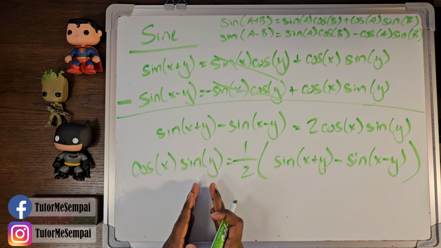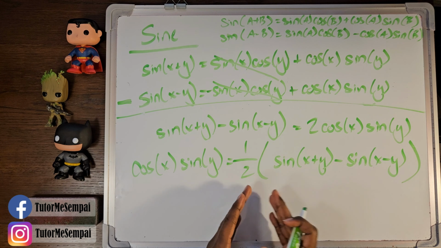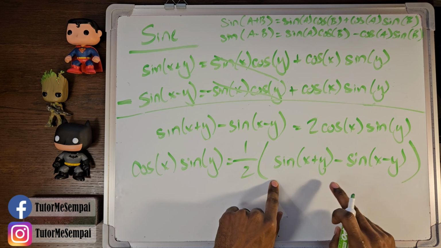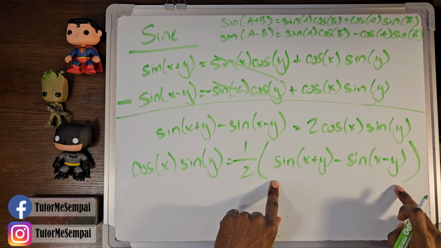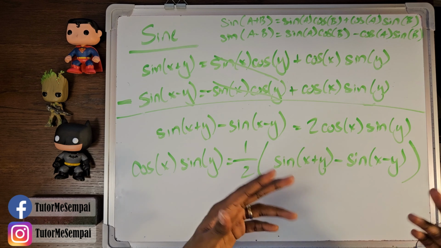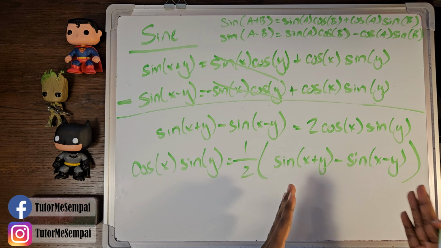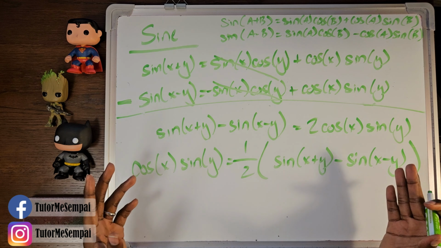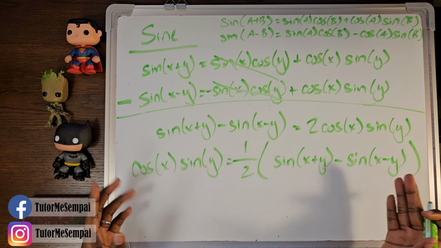Cosine x times sine y equals 1/2 times sine x plus y minus sine x minus y. We have a product and we have a sum. Now technically there's a difference, but we know that sums and differences are pretty much the same thing. So this is our second product to sum identity for sine.